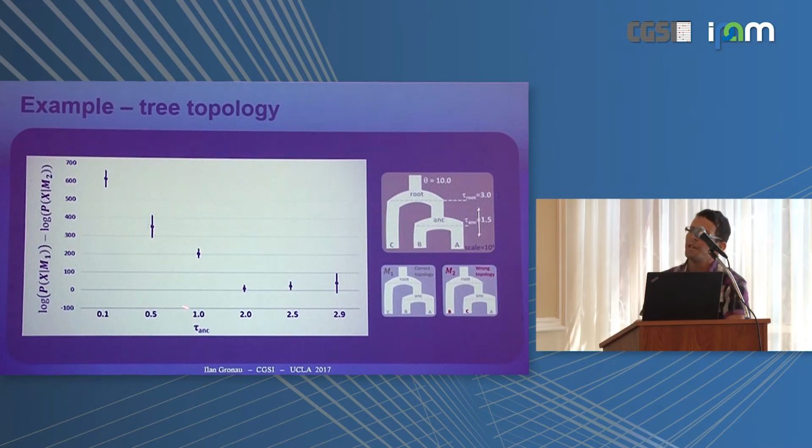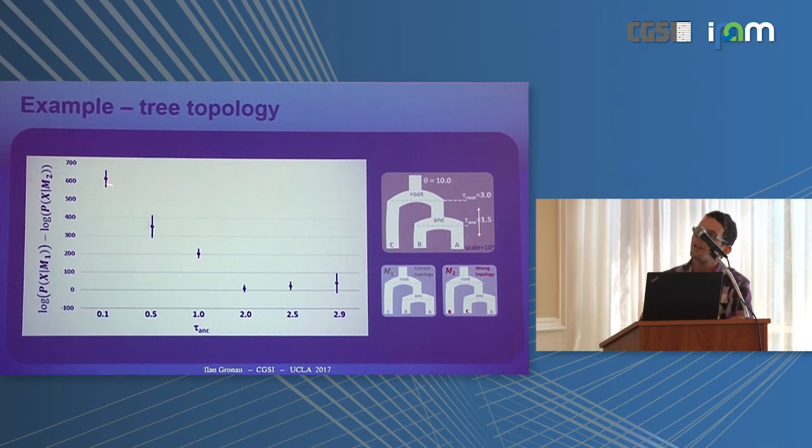So this is what you see here. These are different values for this tau that starts at very low, 0.1, and goes almost all the way to the top, to 2.9 up here, right? And you can see that when this tau is very low, so when there is a strong signal about relatedness of A and B, we do pretty well.